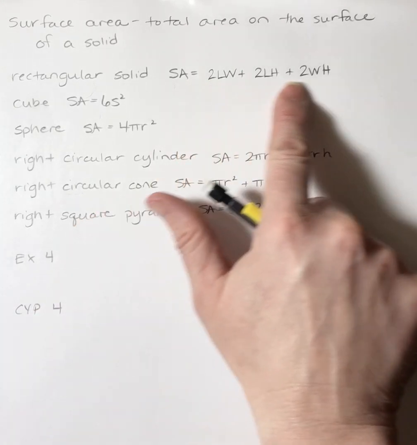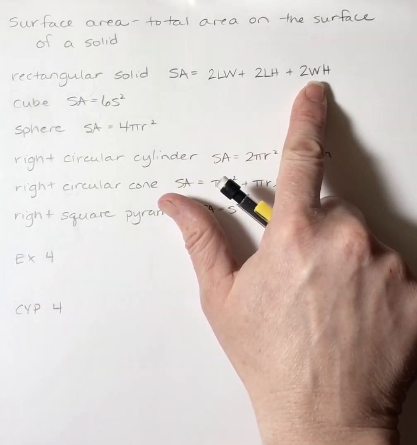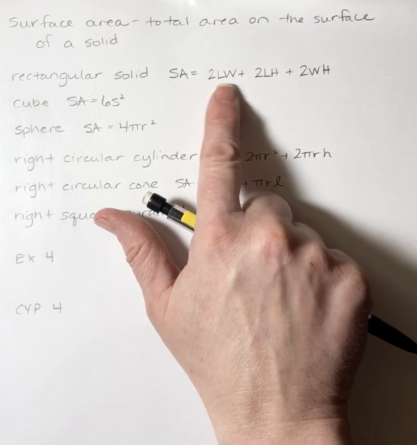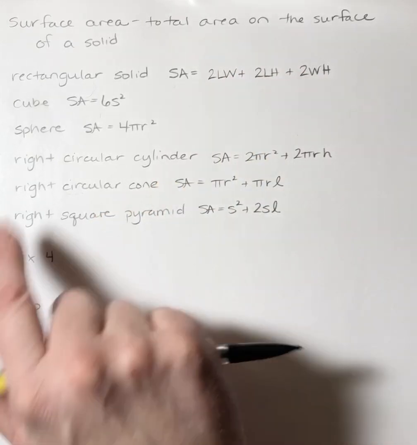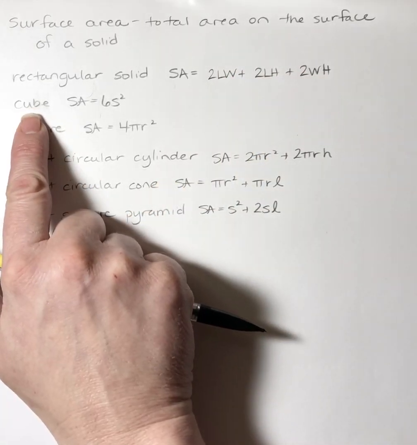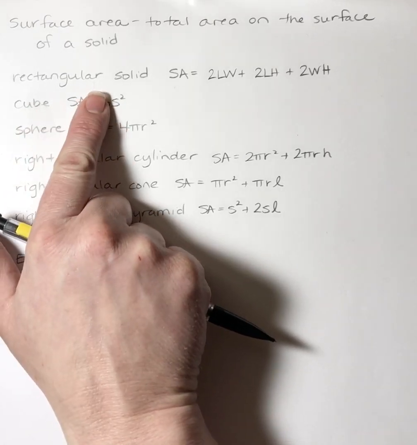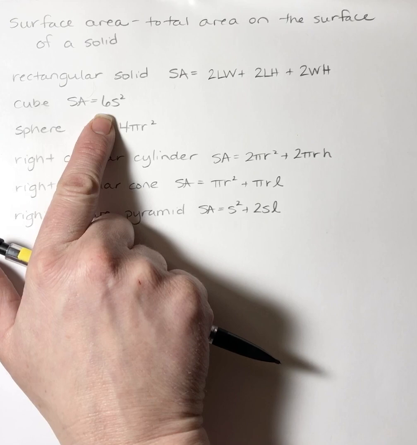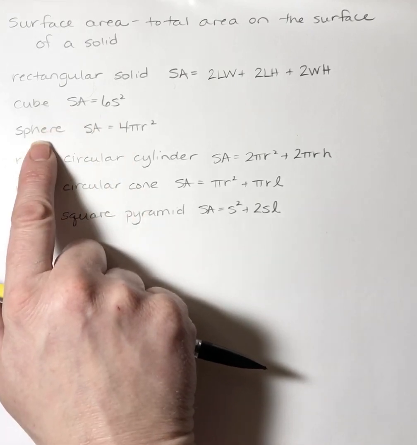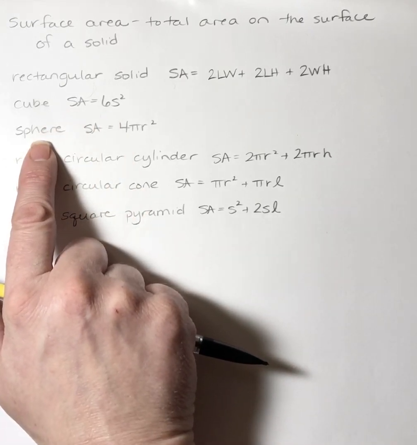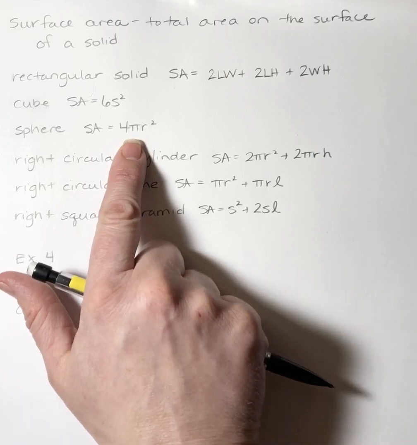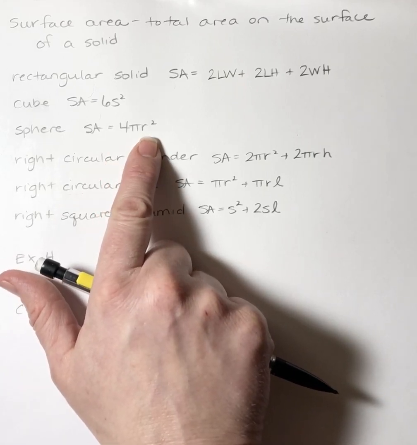Or you can take the area of each of the 6 sides and add all 6 sides up, but you're gonna end up having 2 of each of the same, okay? A cube, all the sides are squares and they're all the same. So you find the area of a side and just multiply it times 6. A sphere is a ball. The surface area of a ball is 4 pi r squared.